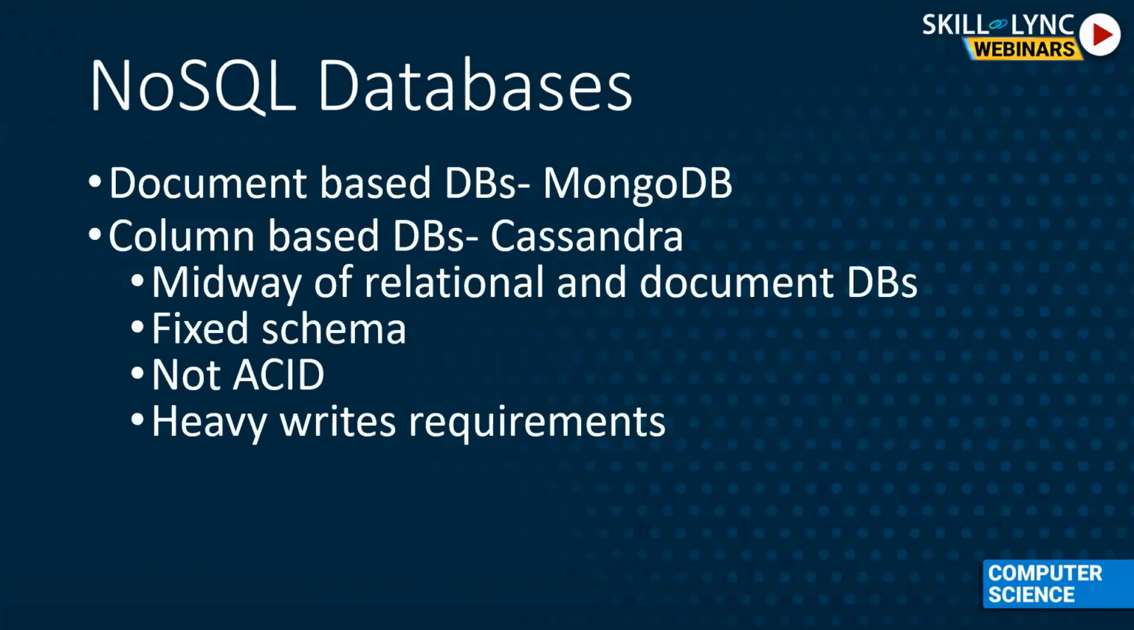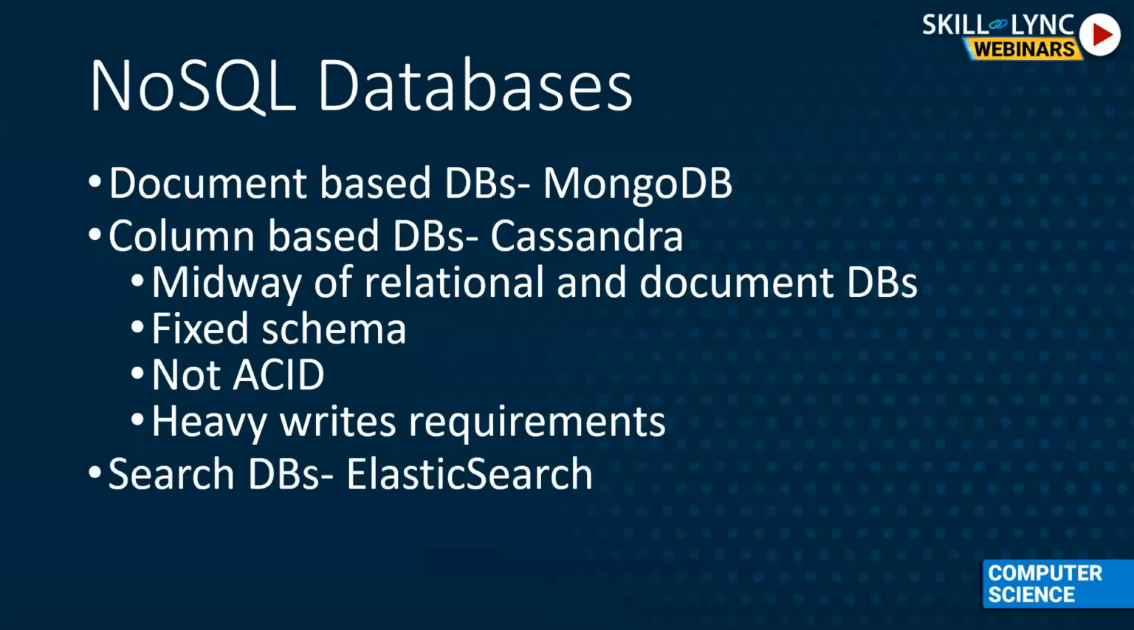So what are column-based databases, first of all? It is a midway between relational and document-based databases. It actually has a fixed schema, but it generally does not guarantee ACID properties. So that's the only difference. And this is again used if you have heavy write requirements. So if people keep on writing to your database again and again, let's say a streaming application in which people are constantly viewing songs, so that adds to the history, and constantly liking or swiping away songs, for that you would maybe use Cassandra.